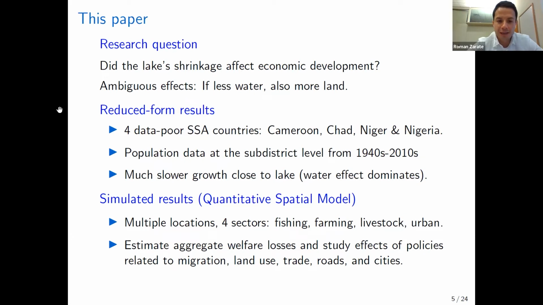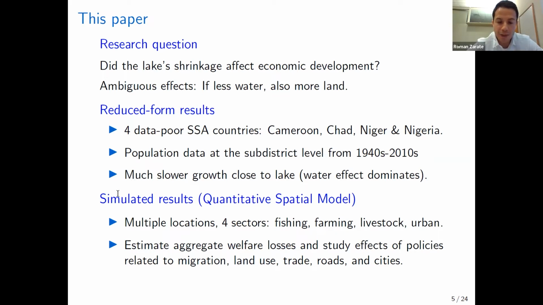Now, in order to answer this question, we are going to use two different approaches. The first approach is a reduced form approach in which we are going to collect data for four of the poorest countries in the world, Cameroon, Chad, Niger, and Nigeria. And we're going to build a panel data set of population at the subdistrict level from the 1940s to 2010. We're going to find a much slower growth rate of this population measure closest to the lake relative to other areas in these countries.